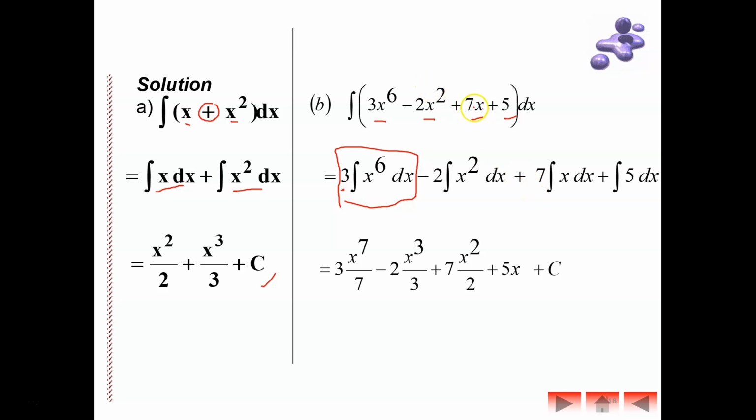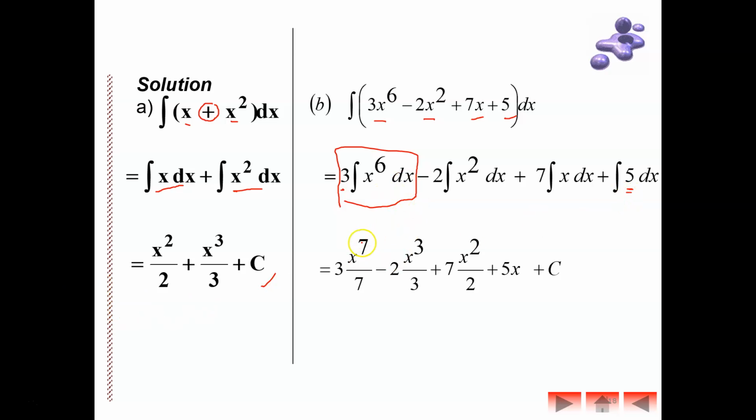And then the third one is 7x. Again, 7 is your constant, put it at the front, so you will have to integrate only x dx. And last, you have 5, so integration of 5 dx. You can't just put it at the front since there will be no remaining. So it's okay to put it in here, even though it is a constant.